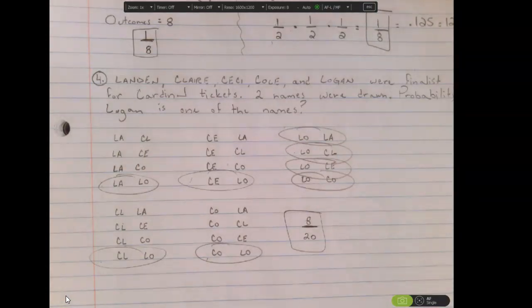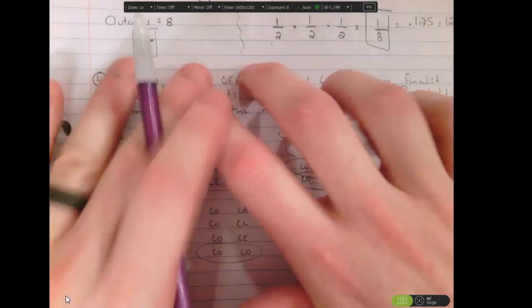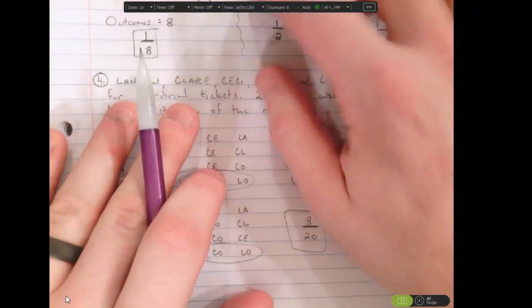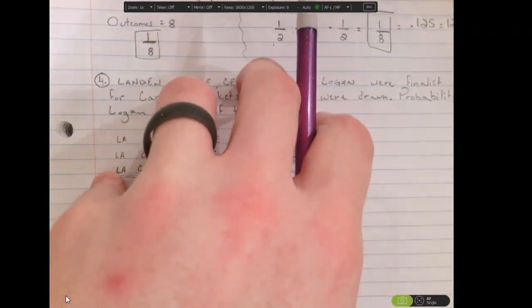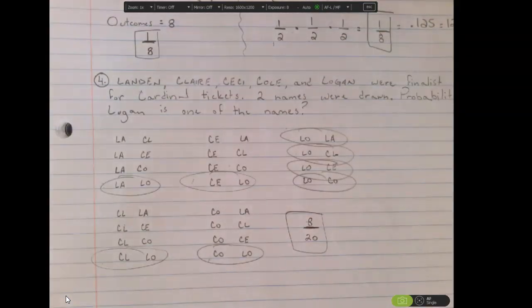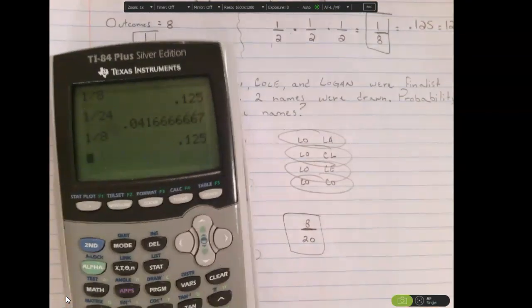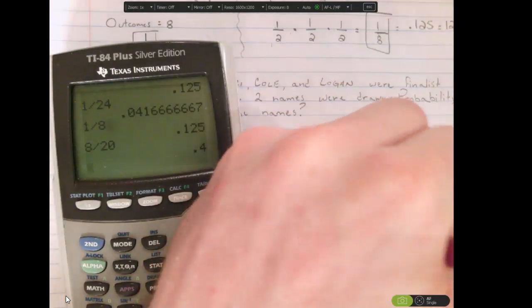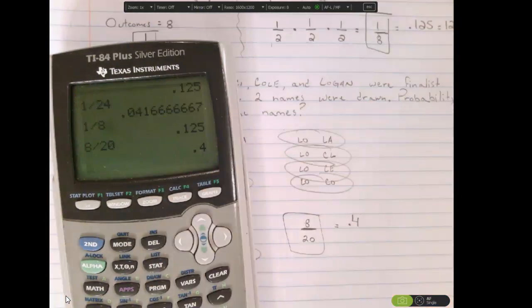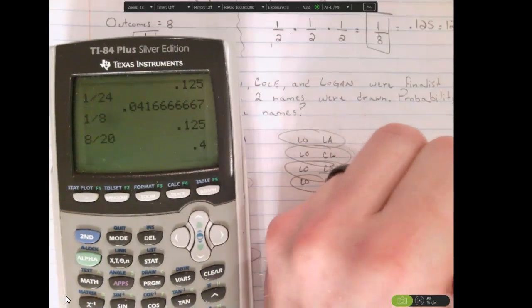So just another way of solving these. If you didn't want to do the organized list, multiplication, tree diagram, there's different ways of going about this. I do think the list, however, was the best option for this problem. Last but not least, we find the percentage. So 8 divided by 20 is going to give me 0.4. I move that decimal 2 spots to the right. My percentage is going to be 40%.